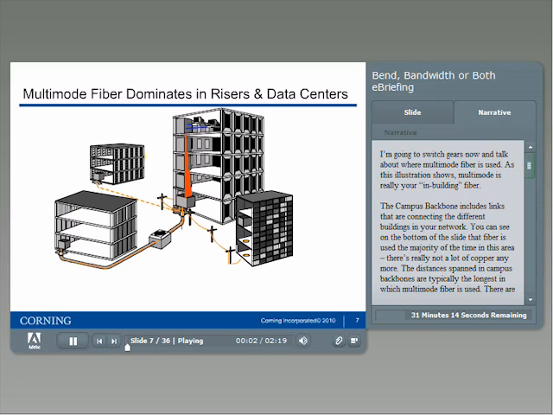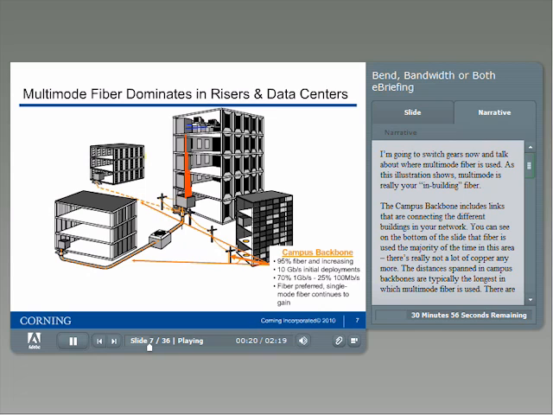I'm going to switch gears now and talk about where multimode fiber is used. As this illustration shows, multimode is really your in-building fiber. The campus backbone includes links that are connecting the different buildings in your network. You can see on the bottom of the slide that fiber is used the majority of the time in this area. There's really not a lot of copper anymore.